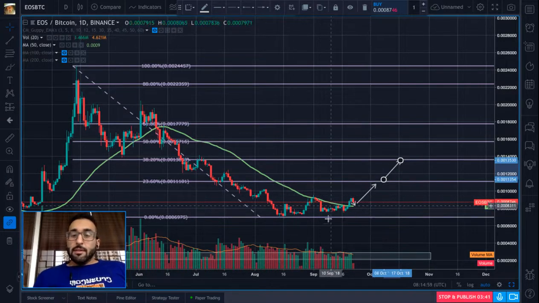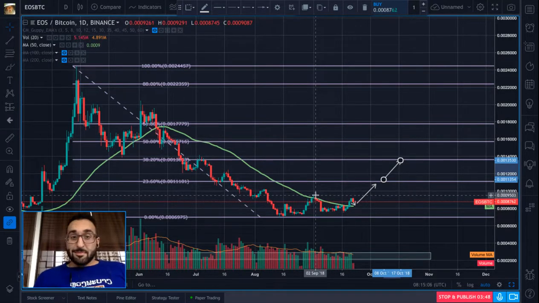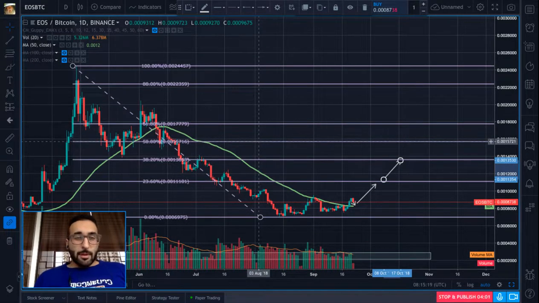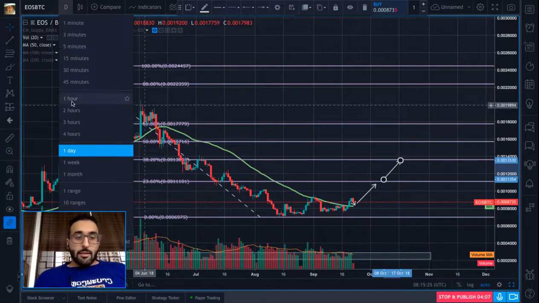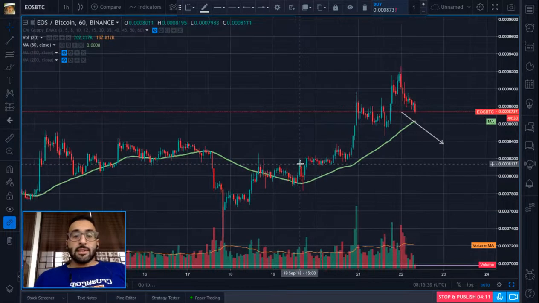So if you are considering this as a trend reversal, which in my professional opinion it is, it's a very good time to enter EOS for a midterm trade. Maybe it takes a couple of weeks for you to be able to exit, but it's going to be a really profitable trade. We can have some more confirmations on the hourly chart.